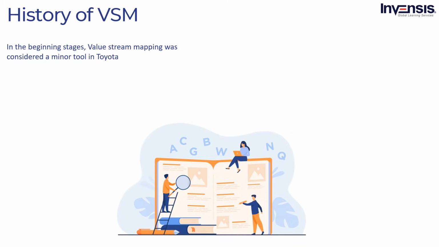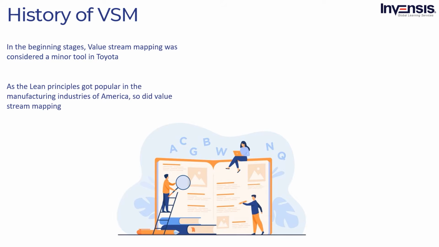History of value stream mapping. In the beginning stages, value stream mapping was considered a minor tool in Toyota. It has been around for quite a while even though it's only recently being adopted by many of them. As the lean principles got popular in the manufacturing industries of America, so did value stream mapping. It also got spread across other industries like software, IT operations, and even marketing.